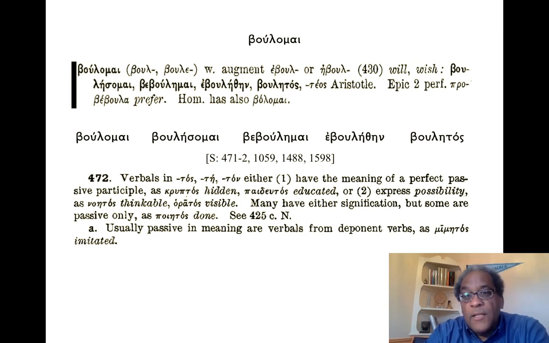Now the final form, boulētos, is something we have not talked about yet. These are the verbal adjectives, and so we read from Smyth 472, verbals in -tos, -tē, -ton either have the meaning of a perfect passive participle, as in kruptos, hidden, paideutos, educated, or they express possibility, noētos, thinkable, horatos, visible. Many have either signification, but some are passive only, poiētos, done. Usually passive in meaning are verbals from deponent verbs, so mimētos, imitated. So here, boulētos, being as it is from a deponent verb, means wished for, his wished for outcome.